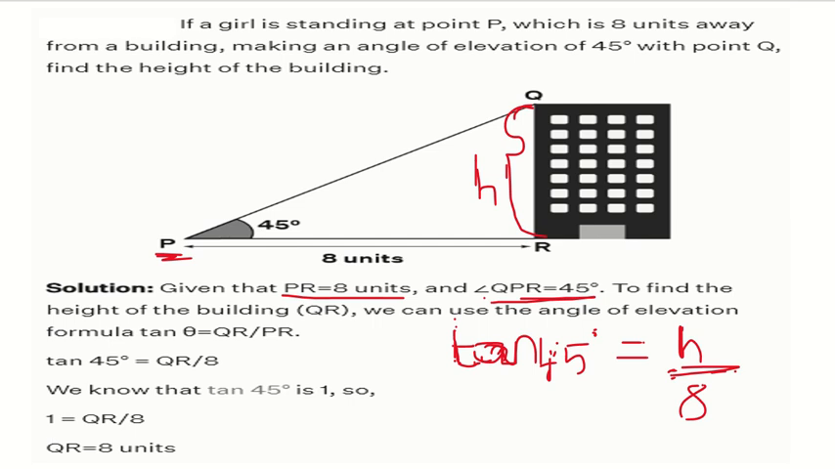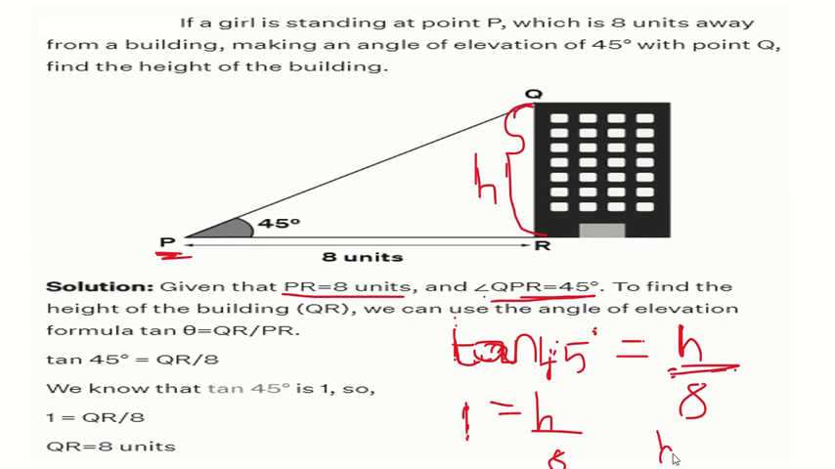Now you know the value of tan 45. What is the value of tan 45? It's 1. Right? So 1 equals h by 8. I need the QR. You will get 1 equal to h by 8, so I need the h value. So h equals 1 into 8. That gives you 8 units. So the height of the building will be how much? It is 8 units. Okay.